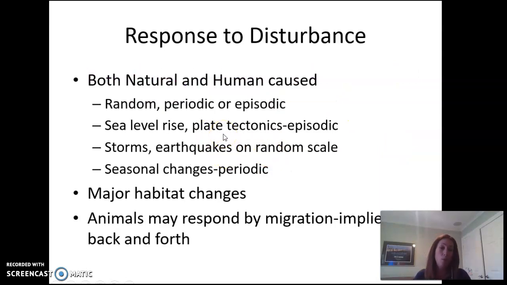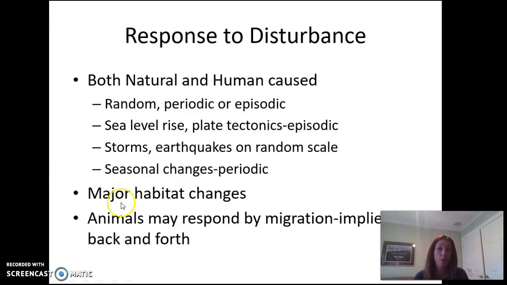Now, another thing that happens within communities is that communities will respond to disturbances. So disturbances can be both natural or human caused. Now, sometimes you might have random, periodic, or episodic types of disturbances. So our big episodic ones are things like sea level rise or plate tectonics. I want you to think of those as long time scale. Storms and earthquakes are definitely random. And then the things that happen periodically are seasonal changes. So one of the classic ways that animals will respond to the periodic changing of the seasons is with migration, to follow food sources, to follow weather.